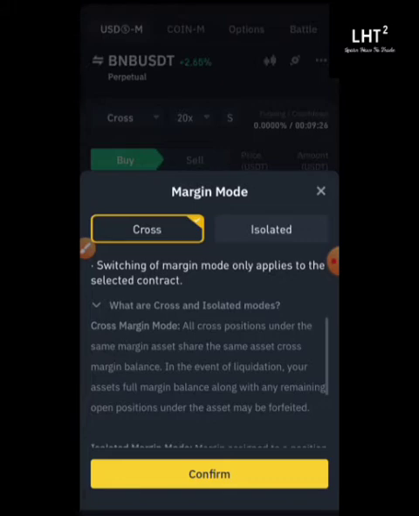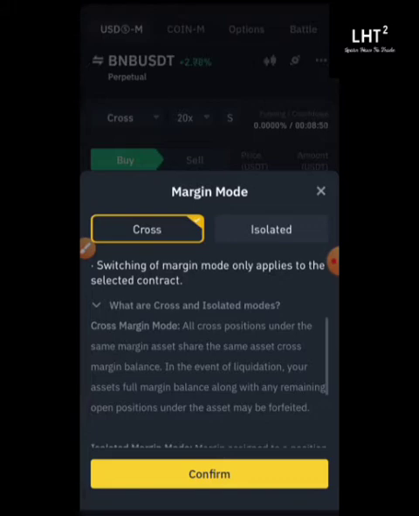Okay, yeah, they said the cross margin mode: all cross positions under the same margin asset share the same asset cross margin balance. In the event of liquidation, your asset full margin balance along with your remaining open positions under the assets may be forfeited. Now, the whole grammar that was written here is just saying one simple thing. When you use cross margin mode when trading futures on Binance, you're virtually using your whole money.